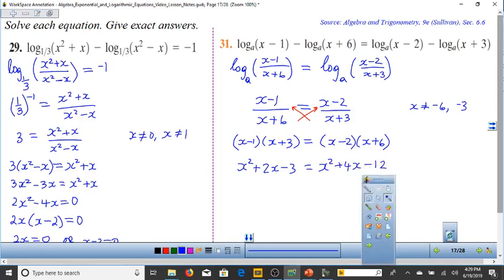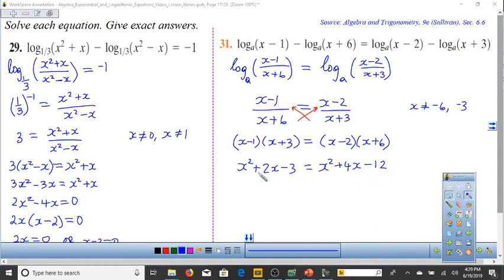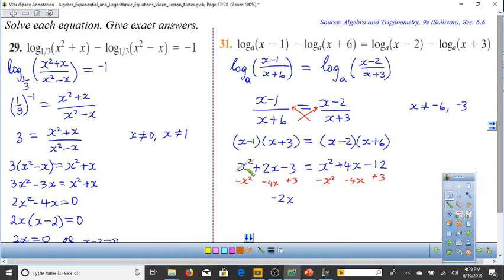Combining like terms, if you subtract x squared from both sides, that gets cancelled. And I can then subtract 4x from both sides, and then add 3 to both sides. So what that will give me is -2x, because these guys canceled. And 2x minus 4 is -2x, and then the 3's canceled. So that's equal to -9. So x now is equal to +9 over 2.